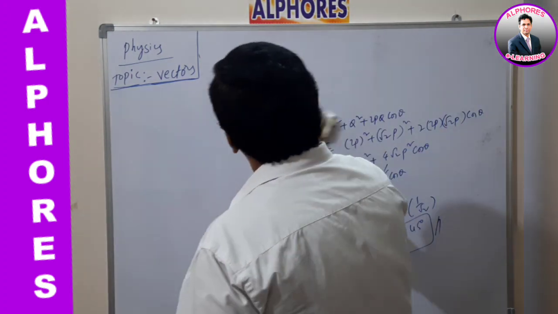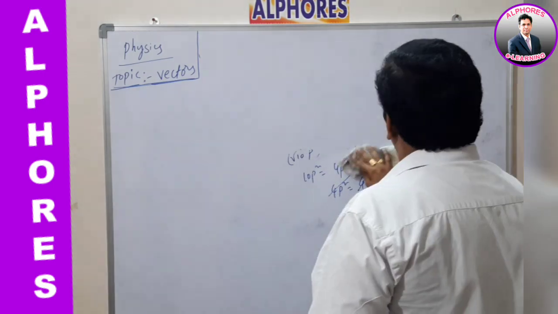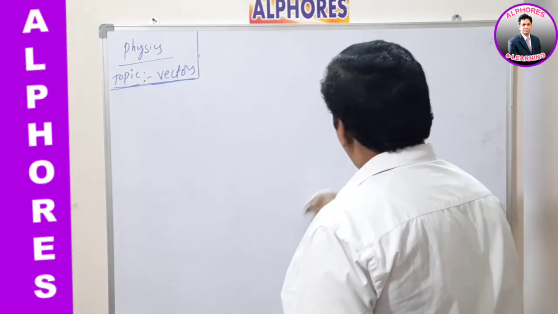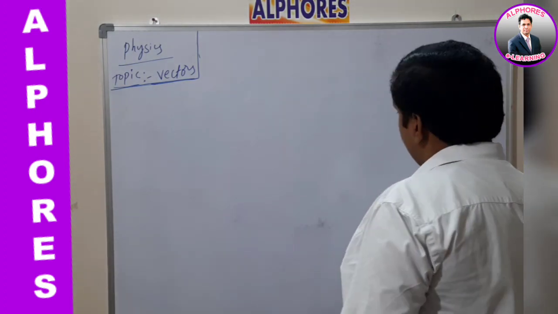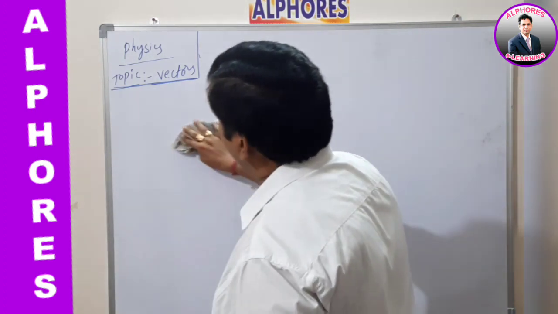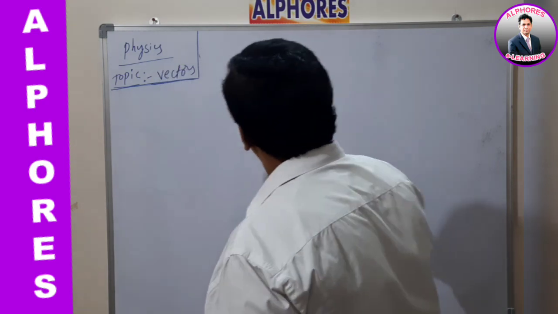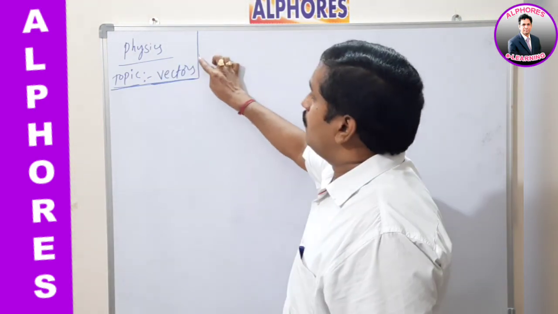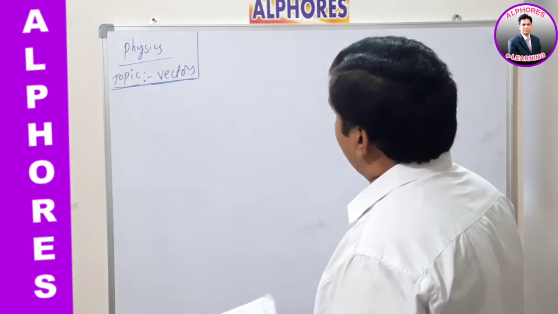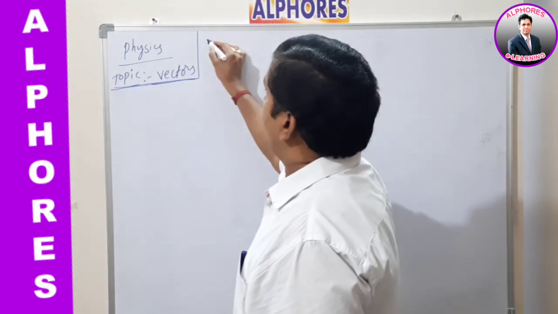In vectors, based on the parallelogram law of addition of vectors, the problems are very easy to solve when you have a clear idea about that question. First of all, you should have clear data, a clear idea about the question. Without understanding the question, you cannot solve it. Okay, right. Now the problem number 4.